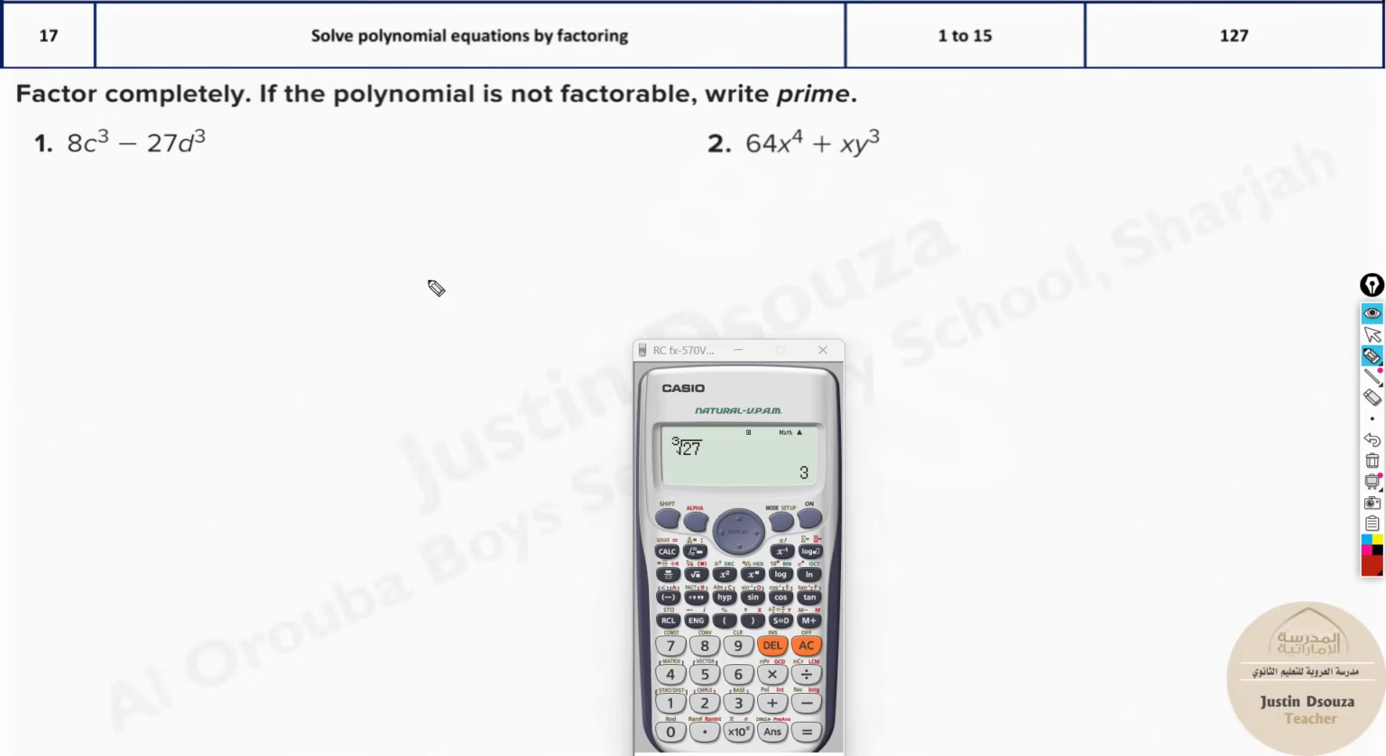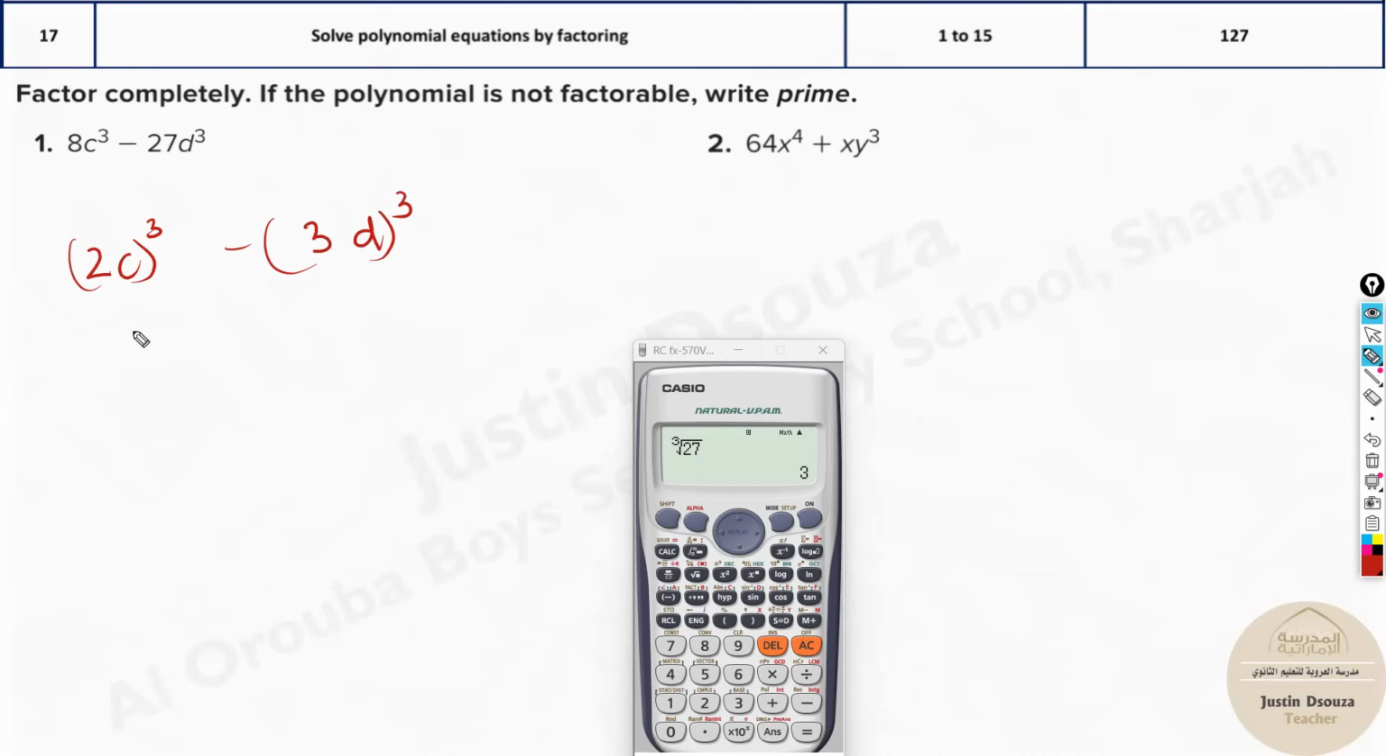Now what we do is we just write them as (2c) the whole cube minus (27d) the whole cube. Okay, now we can factor them out. Sorry, it's not 27 over here, it should be 3 because the cube root of 27 is 3. If at all you don't get a whole number, an integer, then you cannot solve this, then they are prime. Over here you can see they are prime if they cannot be written in this form, but here you can. So let's write this out.